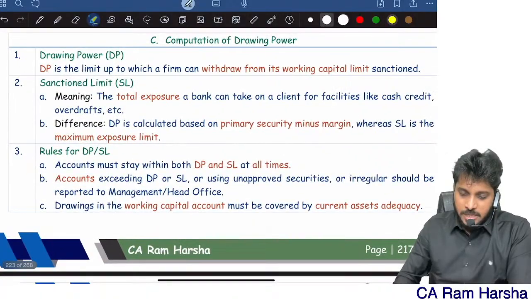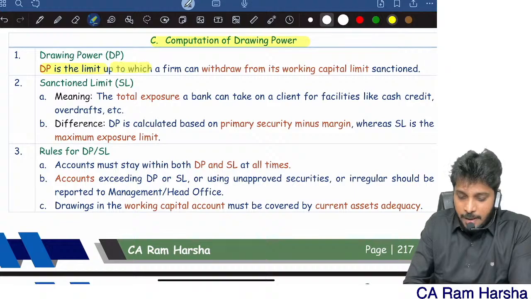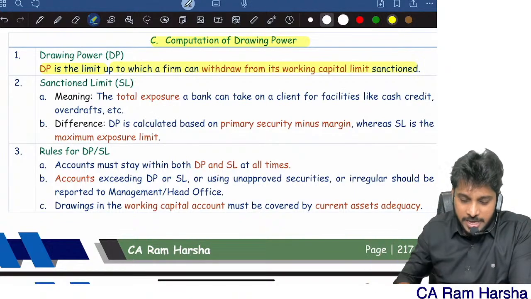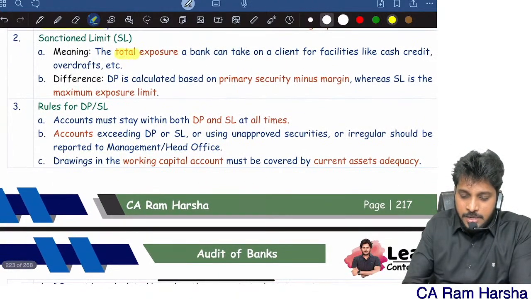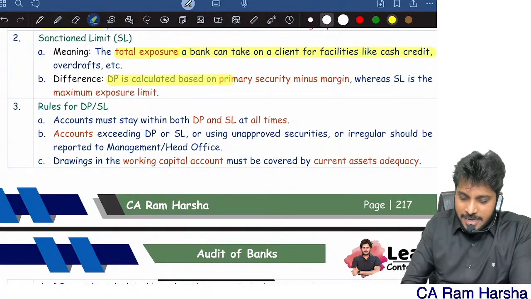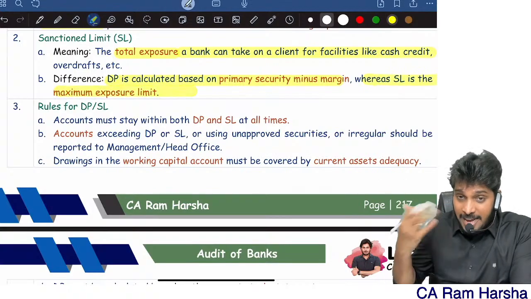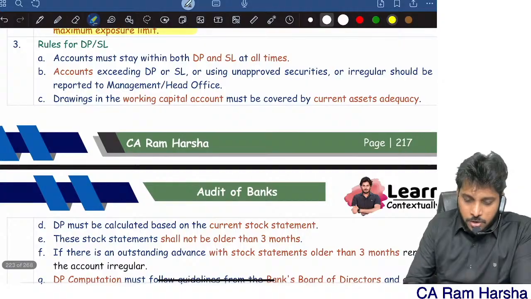Okay, next, computation of drawing power. What is drawing power? I already told. Drawing power is the limit up to which a firm can withdraw from the working capital loan given. Sanction limit is the total exposure a bank can take for a particular client. DP is calculated based on security value, whereas sanction limit is based on repayment capacity, which is the maximum loan a bank can give.